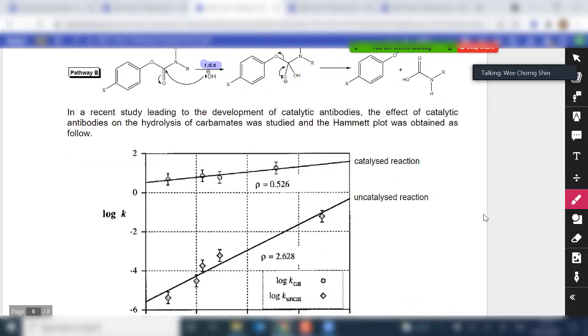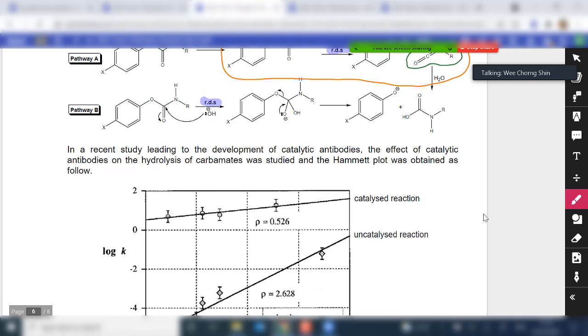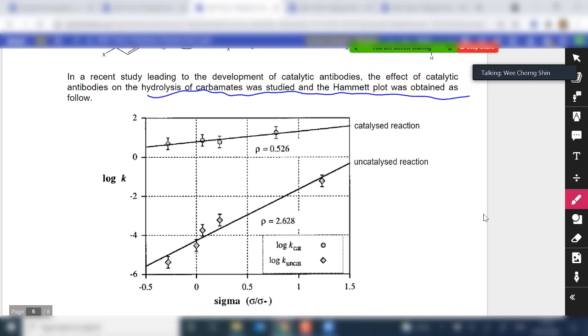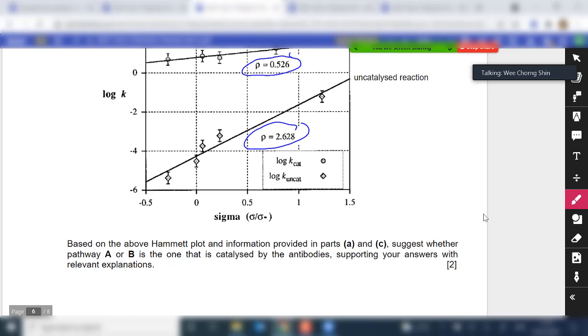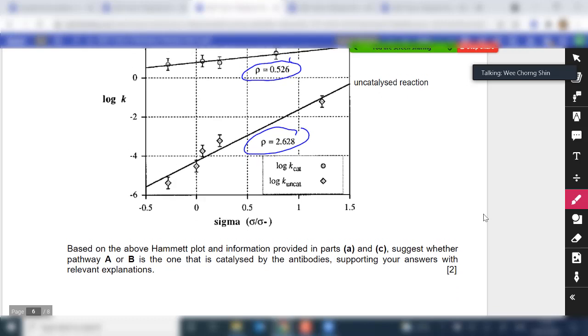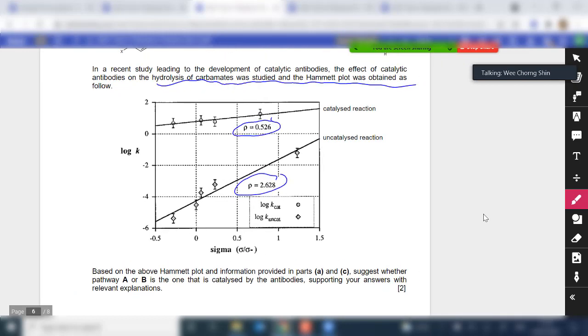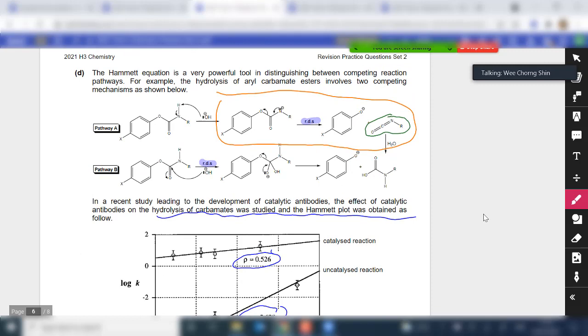Then, in the recent development leading to the development of these catalytic antibodies, the effect of the catalytic antibodies on the hydrolysis of carbamate was studied using the Hammett plot. Well, this one is quite daunting, but anyway, you have two plots. One with the rho 0.526 sensitivity, not so sensitive. Okay, this is very sensitive. Then they ask you, based on the above plot provided in parts A information, suggest whether pathway A is the one that is catalyzed by the antibody or B. So is it A or B here?